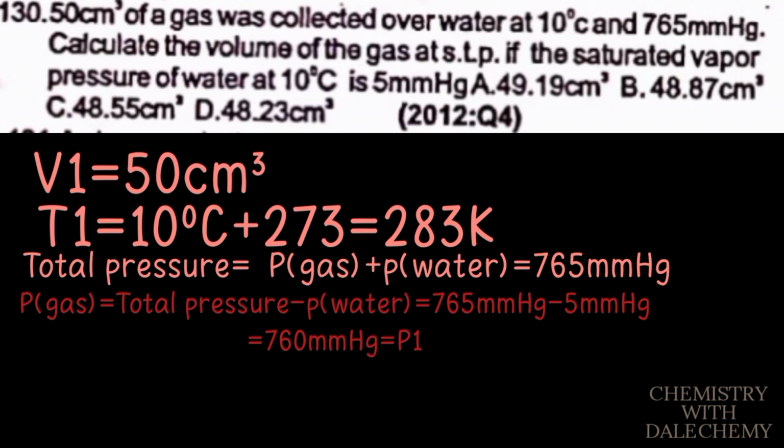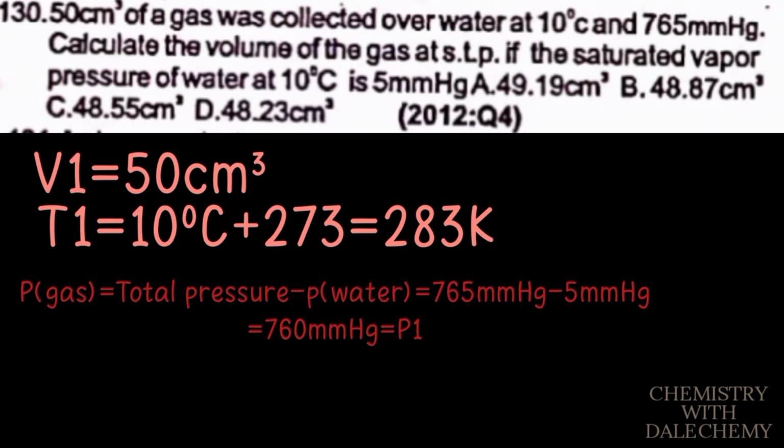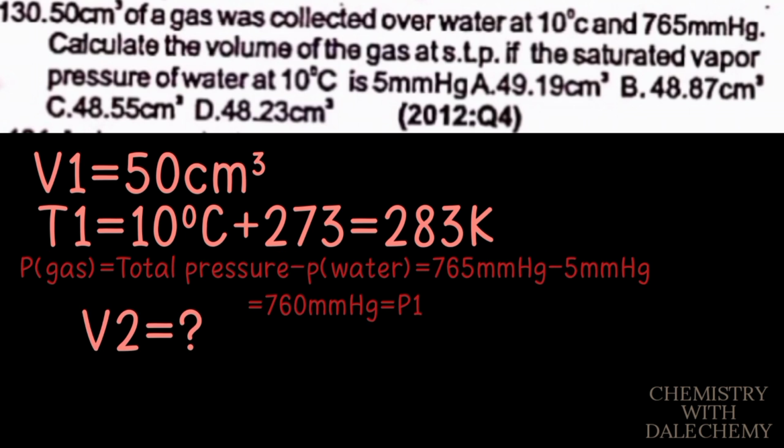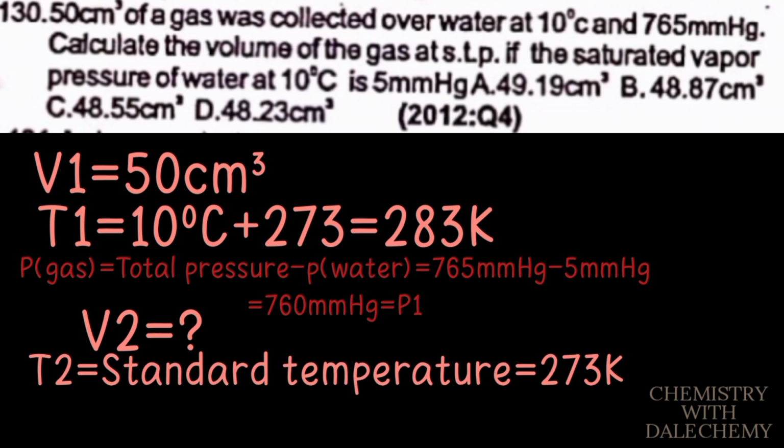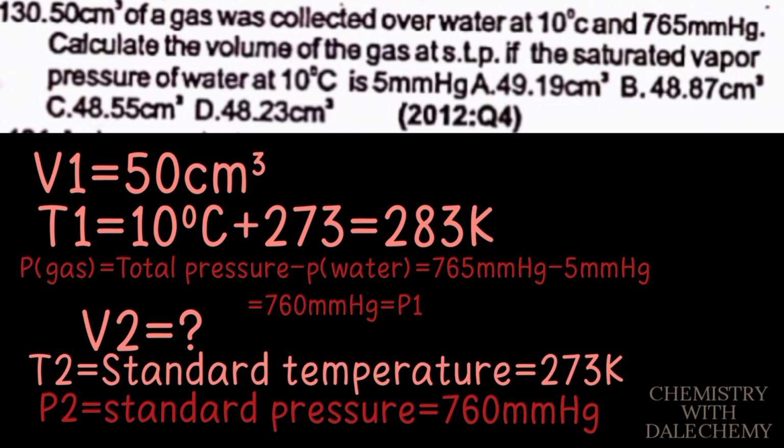Then calculate the volume of the gas at STP. So we should calculate the volume, which means the V2 at STP, that is standard temperature and pressure. The standard temperature will be our T2, which is 273 Kelvin, and the standard pressure will be our P2, which is 760 millimeter of mercury. Now if you check this very well, you see that the pressure doesn't change. That is P1 is equal to P2. It doesn't change at all, so it still remains the same at 760 millimeter of mercury. So intuitively, this is Charles law because it has constant pressure.